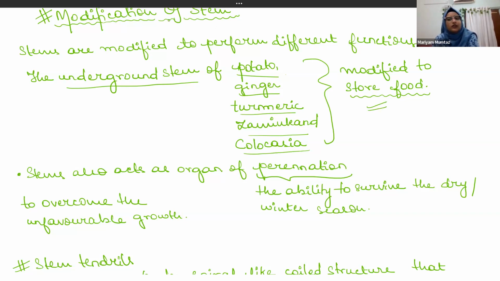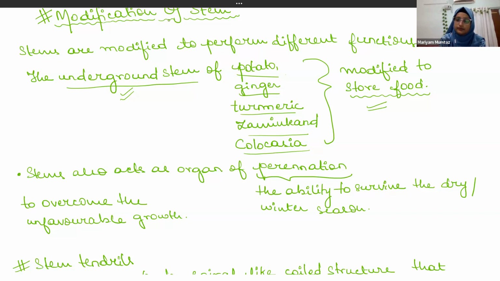See, here is how the stems store food, because they are modified. Some sort of modification happens and they are able to store food. So in potato, ginger, turmeric, zameenkand, and colocasia. All of these are the examples that you must remember since they are given in your NCERT book. And you have to remember this also, that the underground stem, not the aerial one, not the one that is present above the soil surface, the stem which is present underground, they are modified to store food.